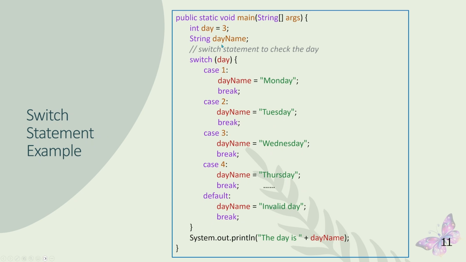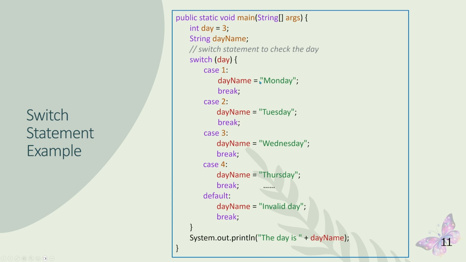Let's see it line by line. We have a string variable, day name. Then the switch statement to check the day. In switch, you need to put brackets, then I put the day, which is this variable. Now case number 1, then you put a colon. And the string variable is day name, so we say day name equals Monday.